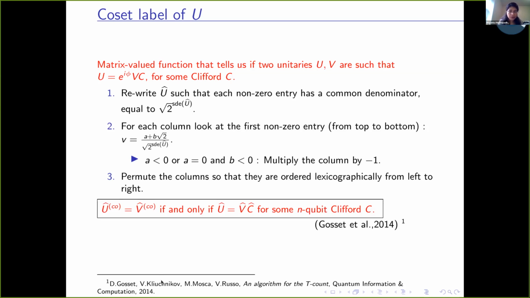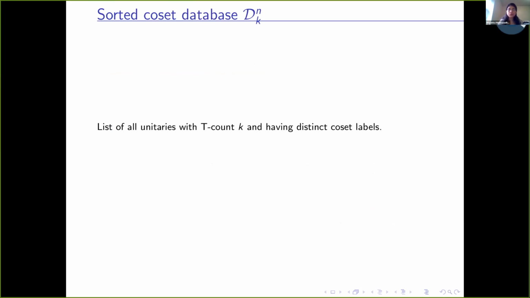It has been shown by Gosset, Kliuchnikov, Mosca, and Russo that if the Coset labels of the channel representations of two unitaries are equal, then we can write u hat is equal to v hat times c hat. That is, this condition is satisfied: U is equal to v times c up to some global phase. Now we can have a sorted Coset database which stores these Coset labels. This is a list of all unitaries with Tcount k and having distinct Coset labels. And we always sort this database so that it has some kind of an ordering, say ordered lexicographically depending upon the Coset labels.